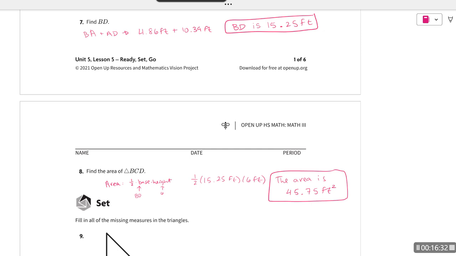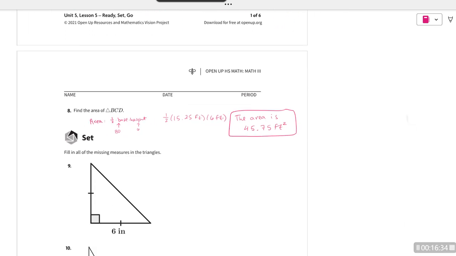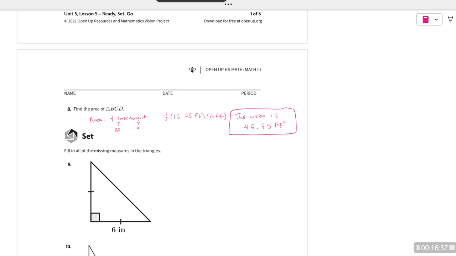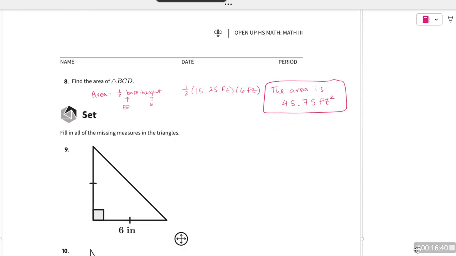Okay, let's move on to question 9. So this one says, fill in all the missing measures in the triangle. It tells us we have this 90-degree angle right here, and we know that this is isosceles, right? It's showing us that the two sides are the same, which means the lengths are both 6 inches. So we have that. And there's 180 total. We've already used 90. So that means each one of these angles must be 45 degrees. If their sides are equal, so are their angles. So we have the angles.